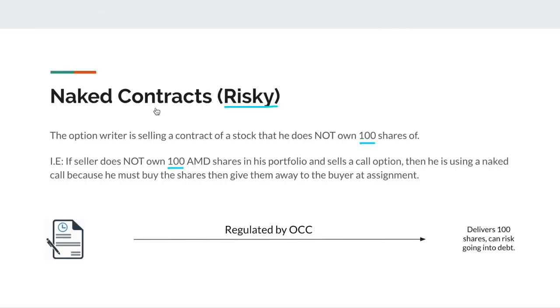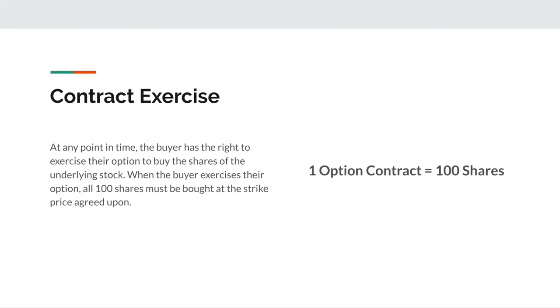By the way, just a random fact, this is all regulated by the OCC. They make sure that everything gets exercised properly and they make sure all 100 shares are delivered properly at a proper time. But anyways, I just want to go over this chapter one more time. We started the chapter talking about contract exercise, which is the buyer having the right to exercise their option to buy the 100 shares that they had originally paid the seller for. Let me repeat that. So as a buyer, you're paying the seller to hold 100 shares at a specific price.